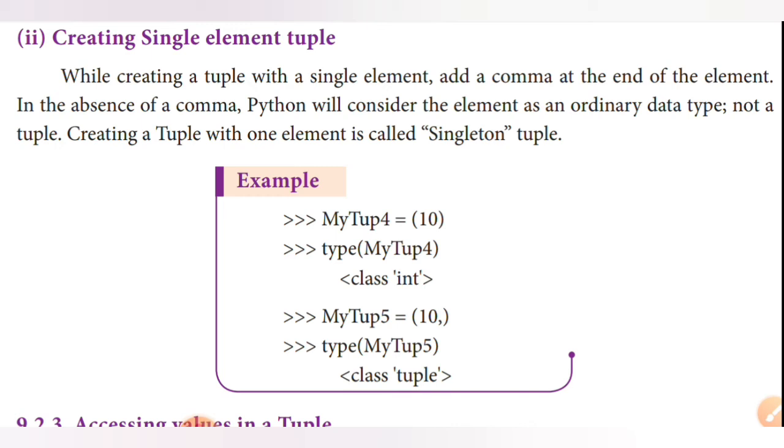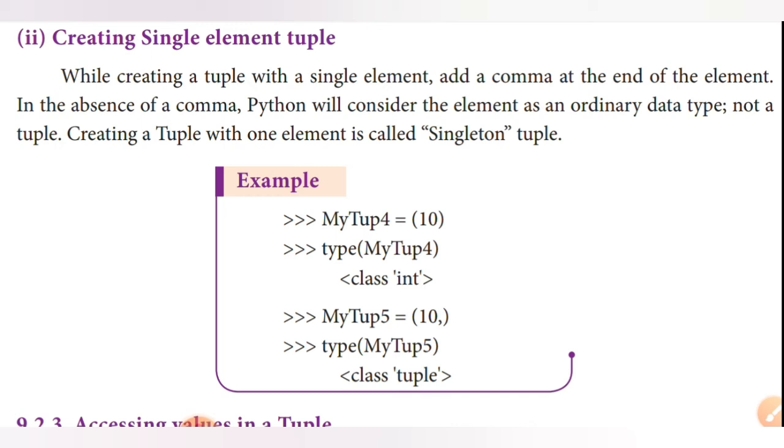My tuple 5 is equal to 10 comma. In this example we are using a comma at the end of the element. Now you can see the data type. Type my tuple 5. So now you can see the data type class tuple. So which data type does it return?